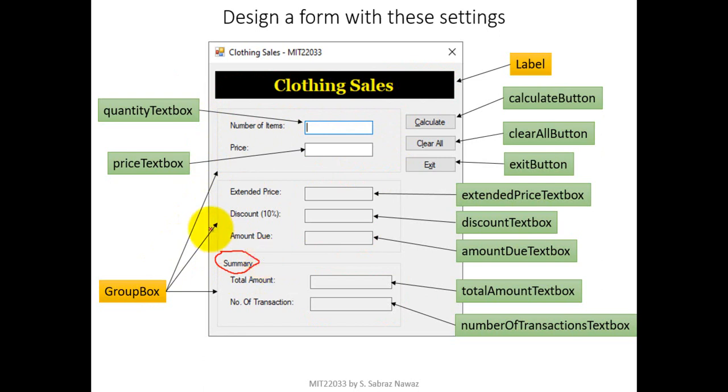And we have provided suitable names for the controls: quantity text box, price text box, and here you can see Calculate button, Clear button, Exit button, extended price text box, discount text box, amount due text box, and total amount text box, as well as number of transactions text box. So let's move on to see how we can create the application in Visual Studio.